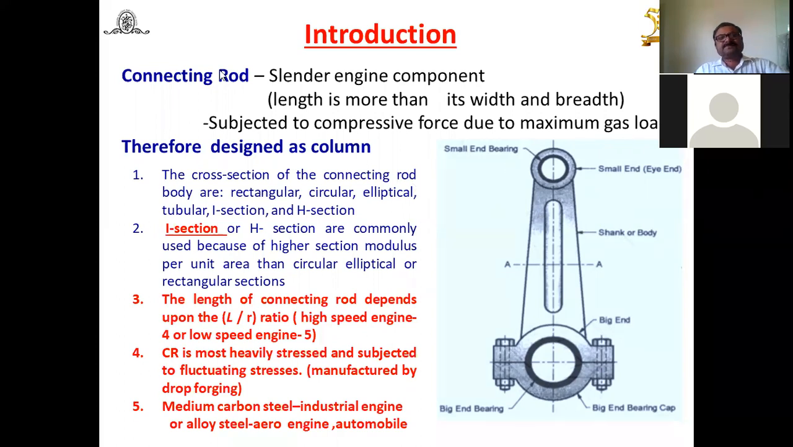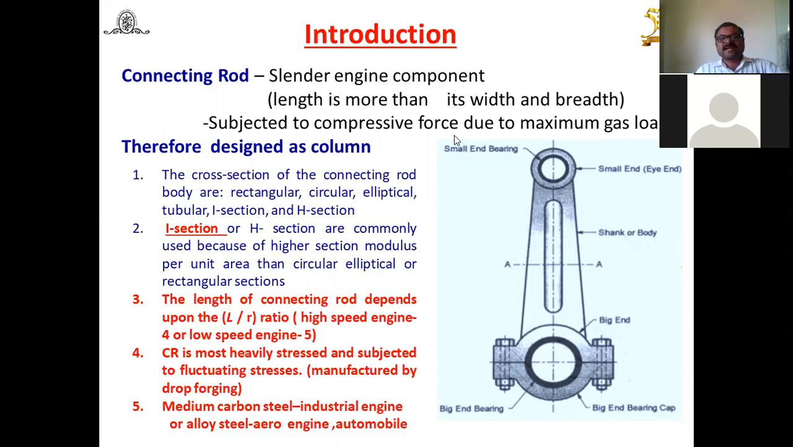Again, second thing, this connecting rod is a slender engine component. Why is the name slender engine component used? Because while designing it, we are going to consider it as a column. And why as a column? When to consider it as a long column or a short column, you might have already studied that concept in design of machine elements while designing the power screw, whether buckling of the body of the power screw occurs or not.